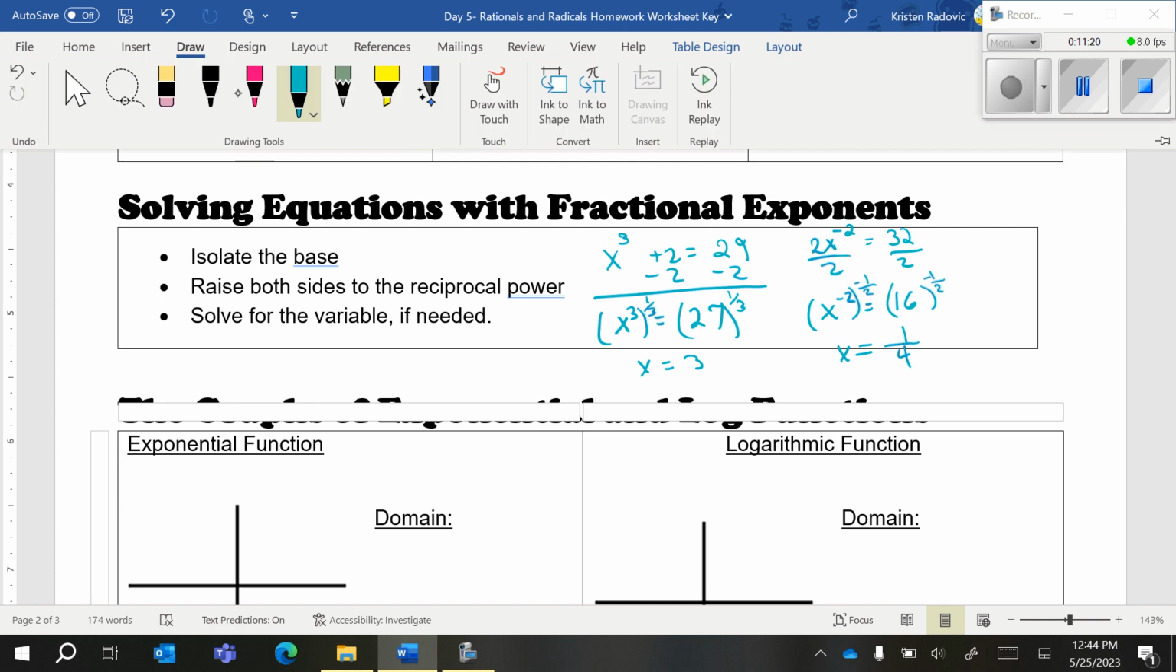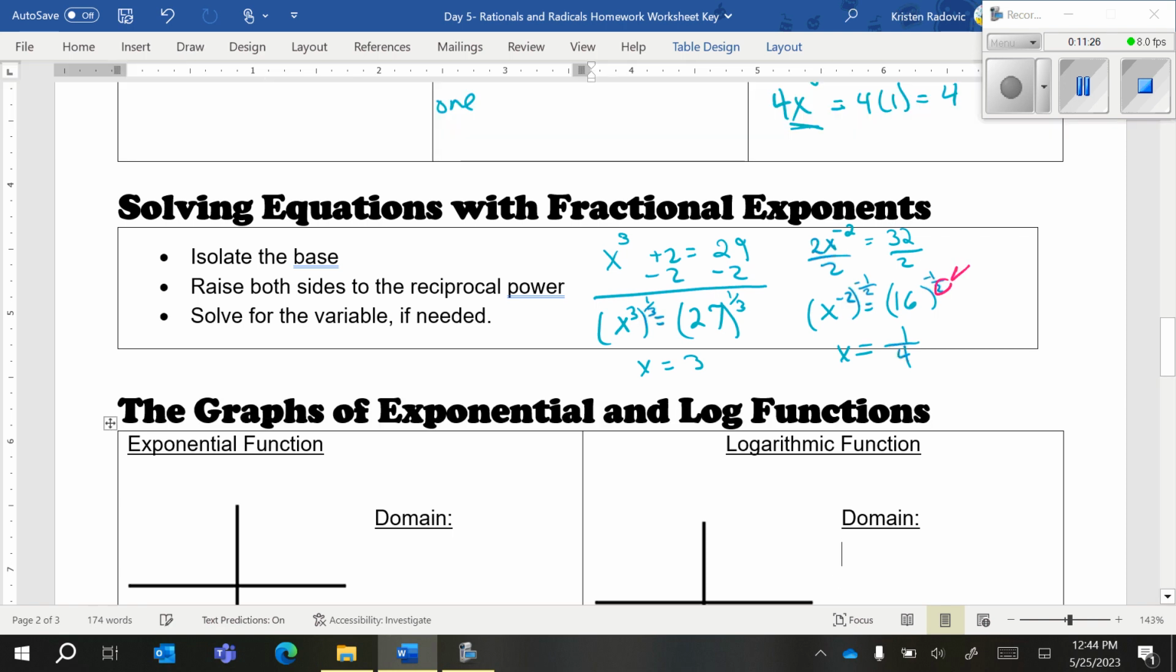Moreover, what you have to be really careful about is if your denominator is even, you need a plus or minus. You see, in the last one, the denominator was odd, so there is no plus or minus. So your answer is actually plus or minus 1/4.